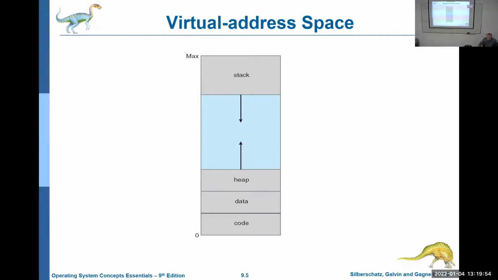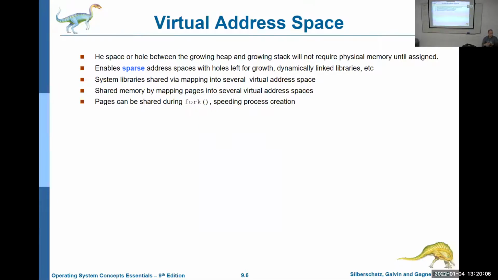What we're saying here is, since everything is virtual, everything can be swapped out to the disk. I can create it as needed. This enables sparse address spaces with holes left for growth. Also, I can have dynamically linked libraries. In other words, sparse means that there are gaps in my address space.